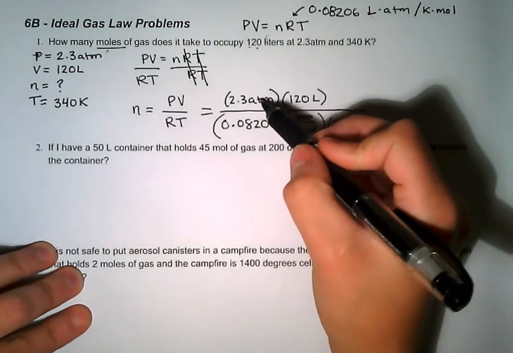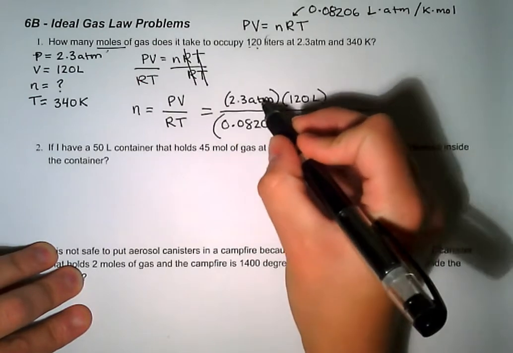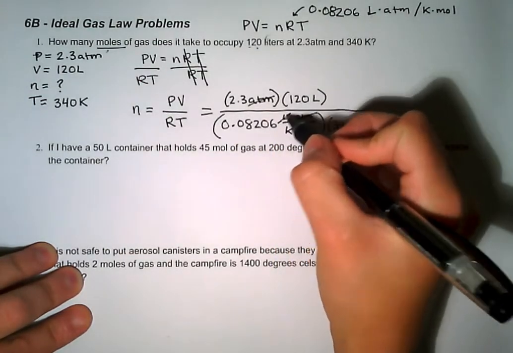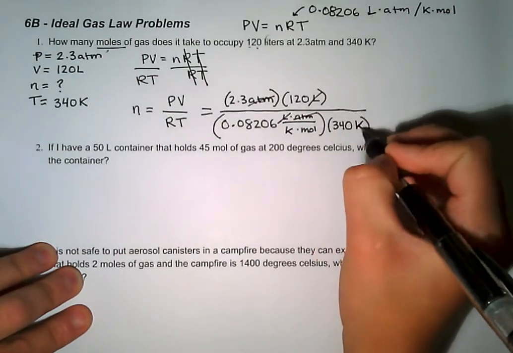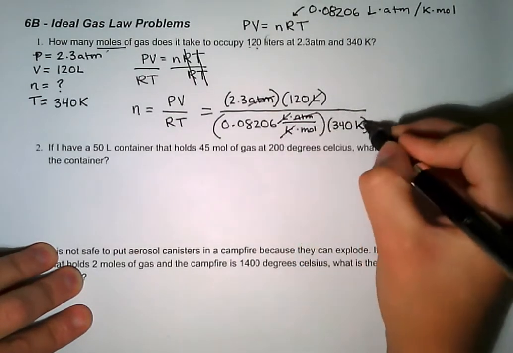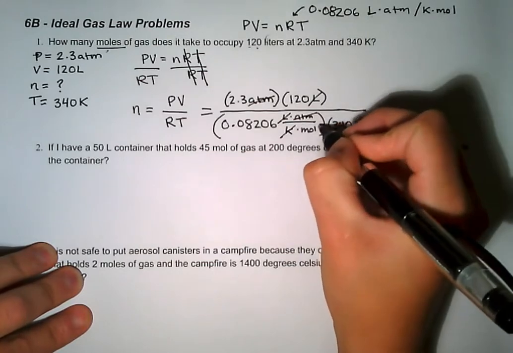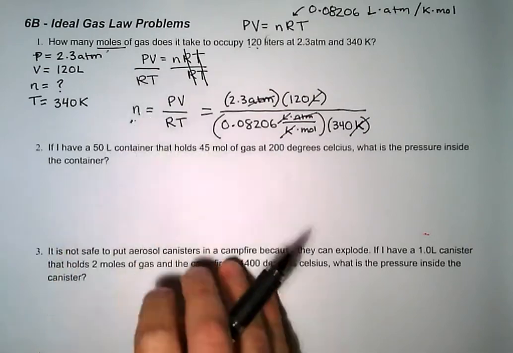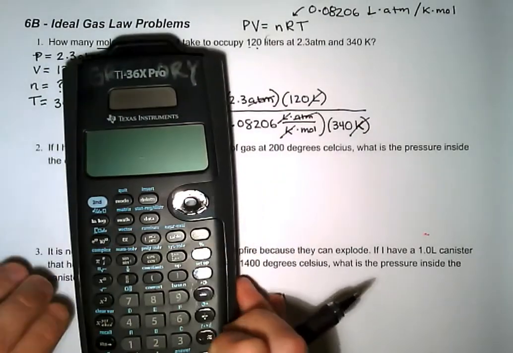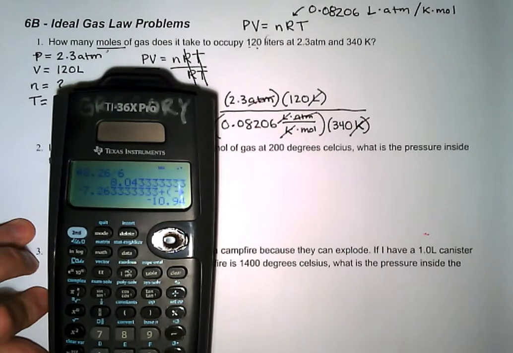Okay, so we just need to plug these numbers into our calculator, and then let's look at our units. We have ATMs, which will cancel with the ATM on the bottom. Liter will cancel with the liter on the bottom. Kelvin, we have one in the numerator and one in the denominator, so those will cancel out. And we're just going to be left with units of moles, which makes sense because we were looking for N.